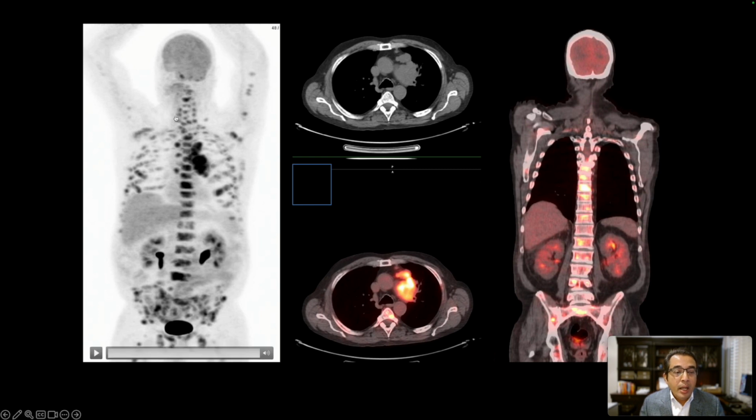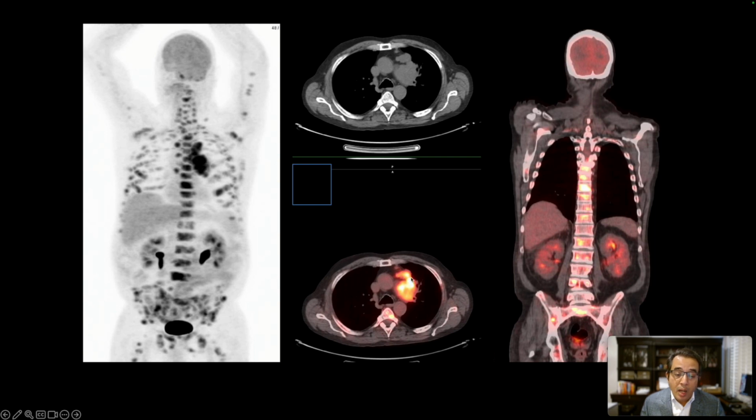There are innumerable scattered foci of intense uptake involving the ribs, the spine, and the pelvis. And so they have multifocal bone mets that are FDG avid. Here is a representative axial image from the CT part of the PET-CT showing that they have this hypermetabolic mass in the left lung, and this is in the AP window.